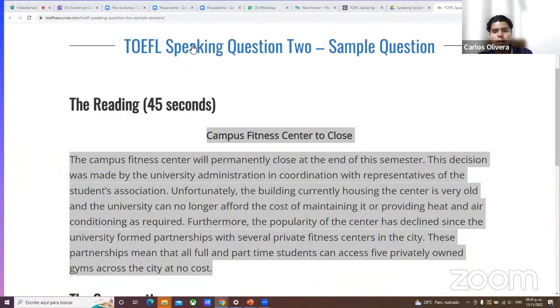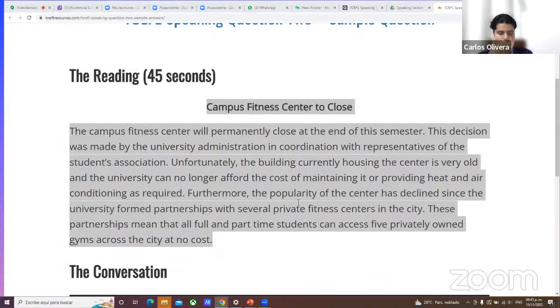There you are. Okay, let us read this together. It says, the campus fitness center will permanently close at the end of the semester. This decision was made by the university administration in coordination with representatives of the Students Association. Unfortunately, the building currently housing the center is very old, and the university can no longer afford the cost of maintaining it or providing heat and air conditioning as required.